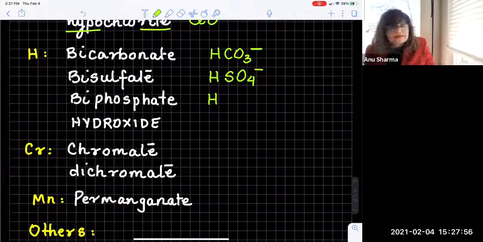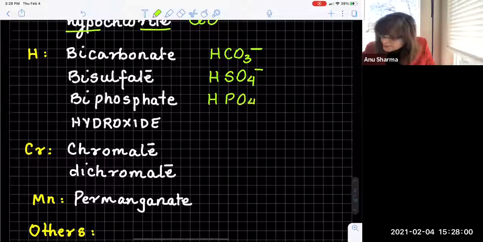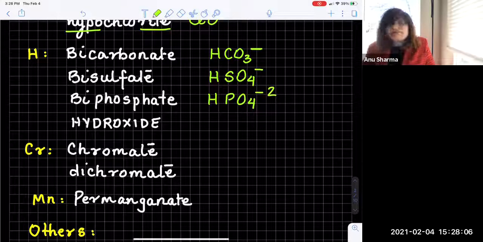So this is the bisulfate. Now comes the phosphate, PO4. PO4 has 3 negative charges. But one of the charges gets neutralized, and you are only left with 2 negative charges. So that's the biphosphate. It's also called hydrogen phosphate, hydrogen sulfate, hydrogen carbonate. So those things, okay? Now comes the hydroxide.